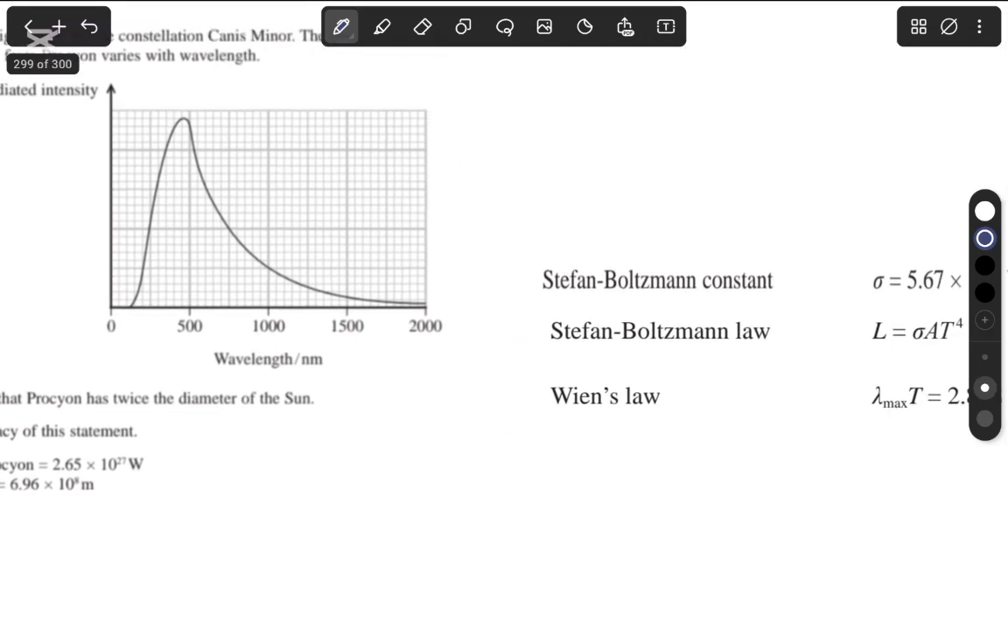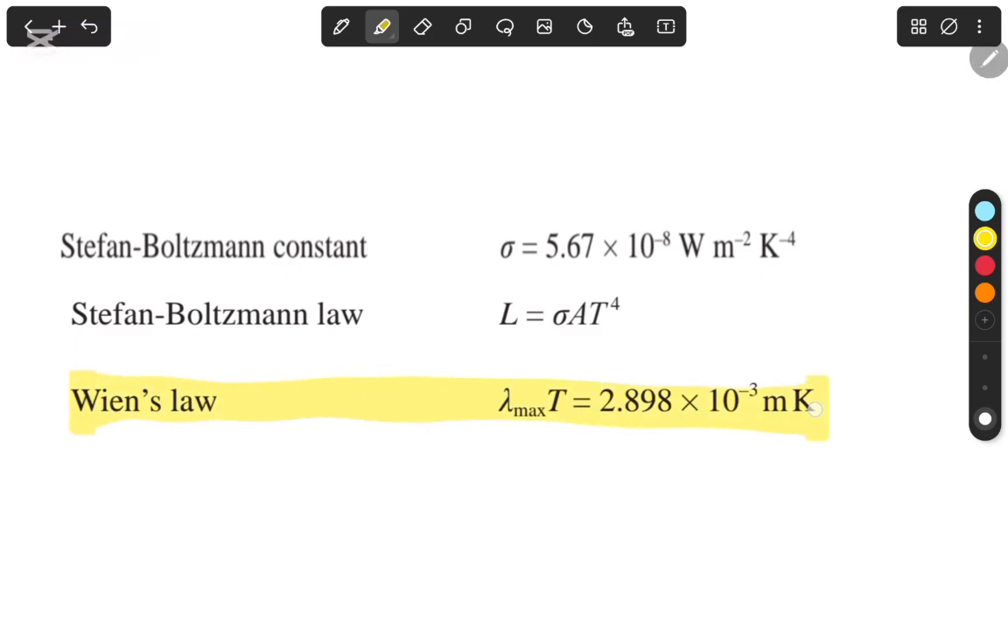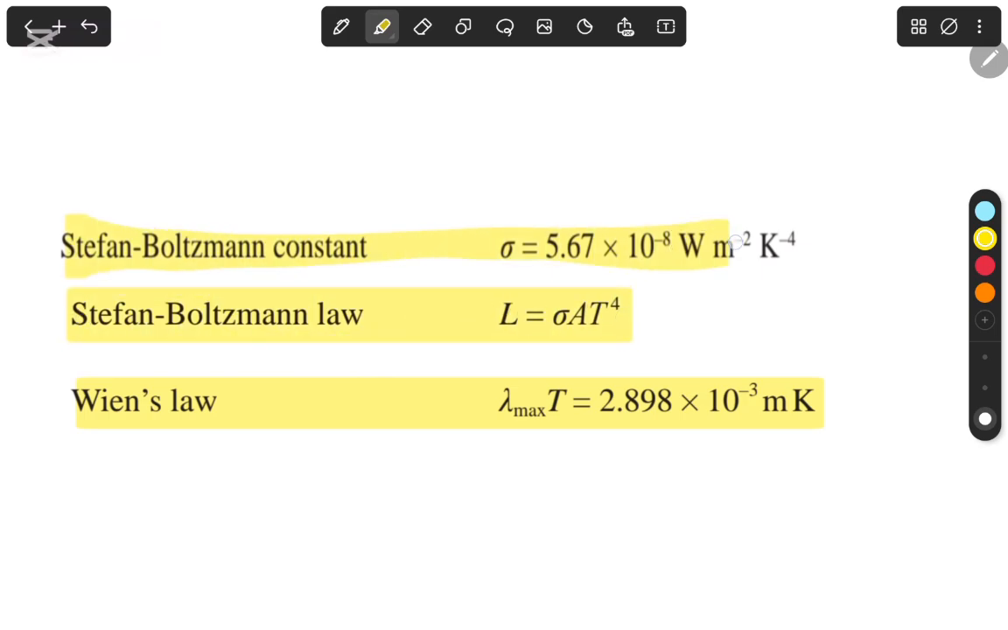So first thing, I'm going to tell you the formulas that you need to use. We have these two formulas that are already linked with this topic. First is Wien's law and the second is Stefan-Boltzmann law. I've given the constant values as well. You can find this in your data booklet.